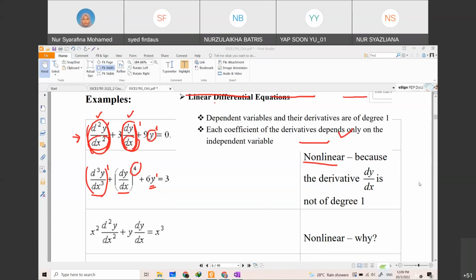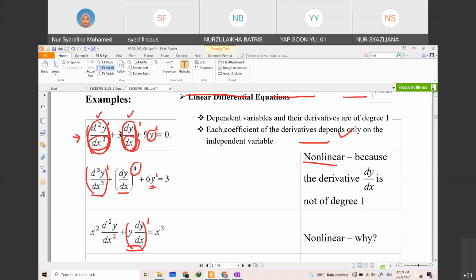Okay, no problem. So for this case, why it is nonlinear? As you can see, dependent variables and their derivatives are of degree one. You cannot identify it, right? Because they are together. You cannot identify the degree here. But as you can see, of course, it is degree one, the first item.